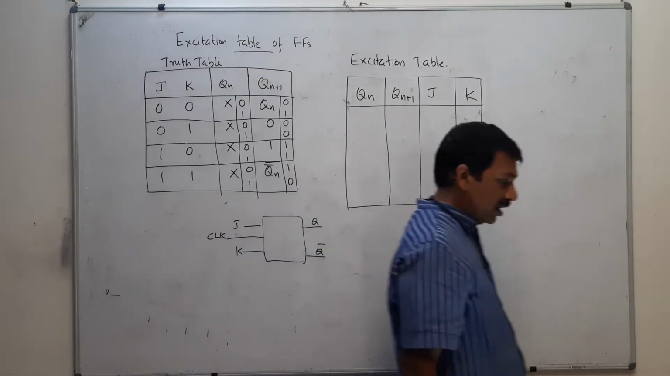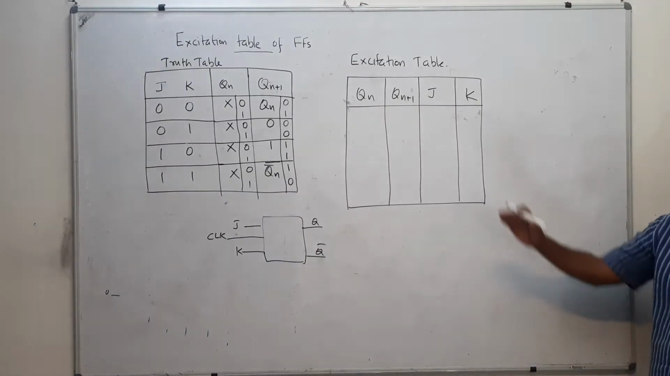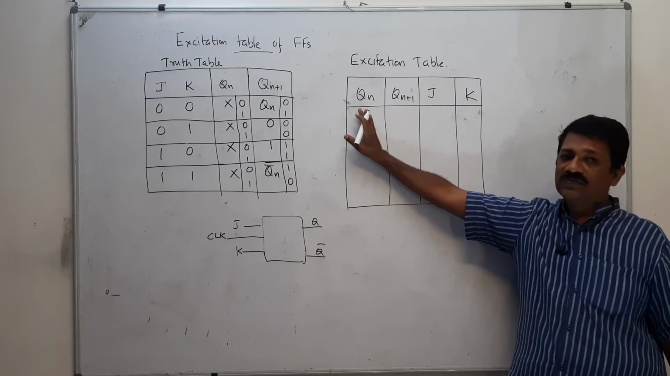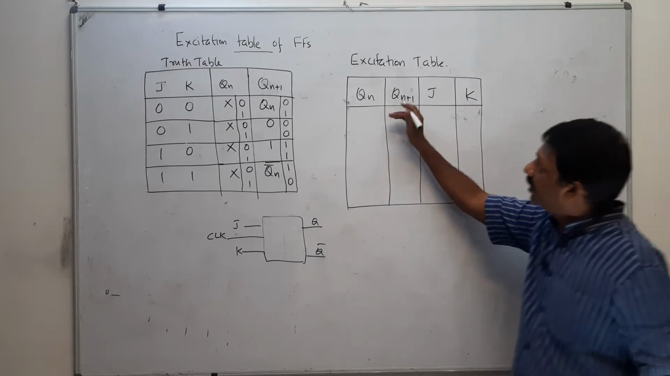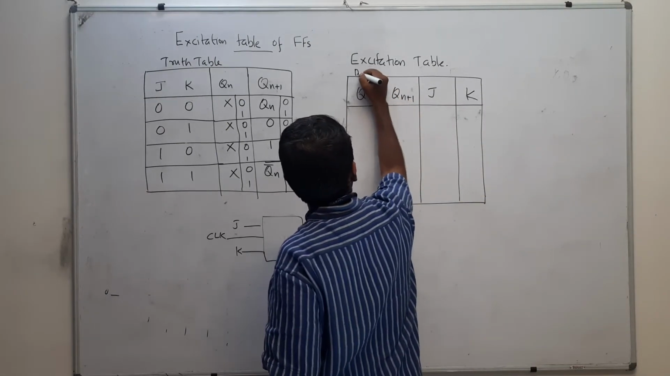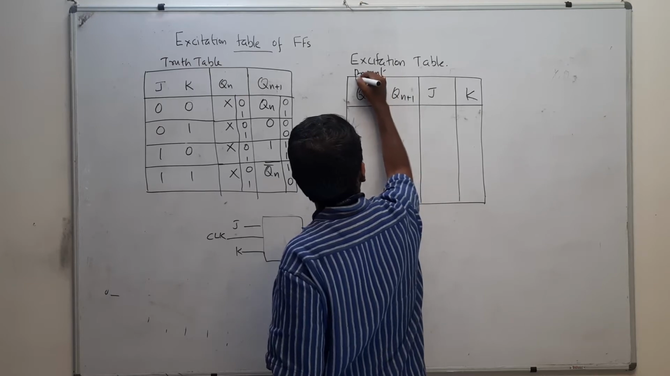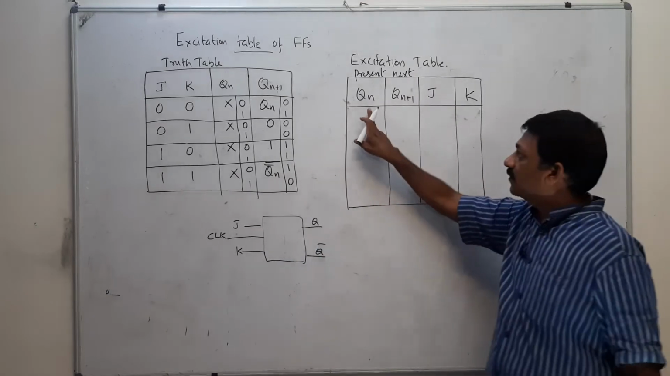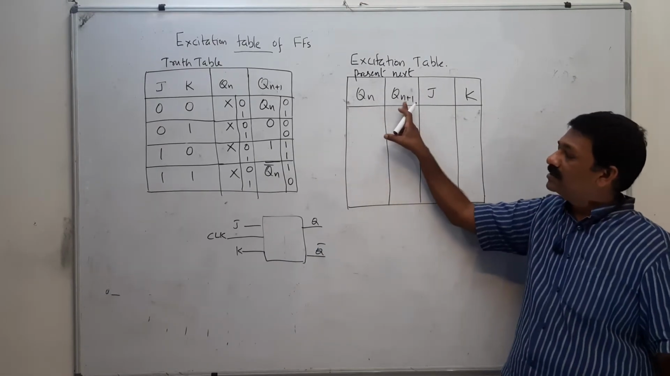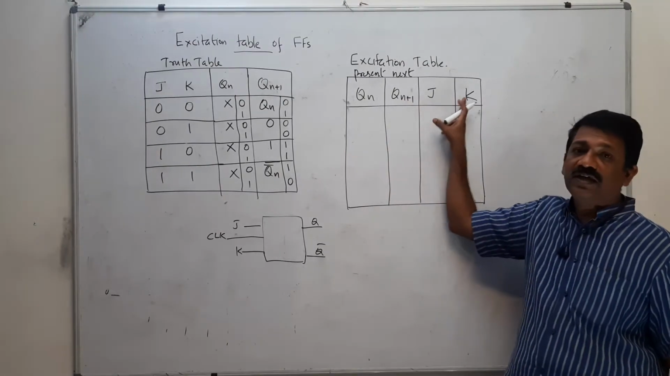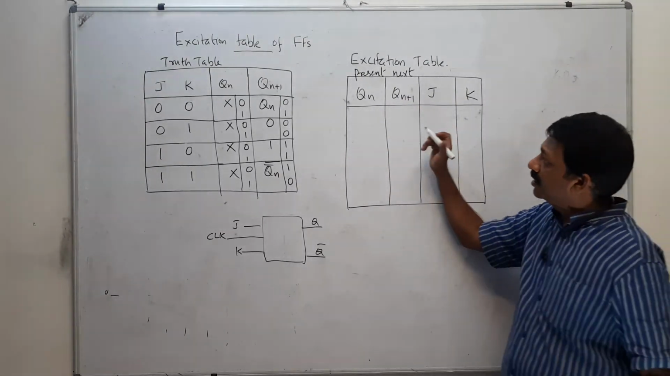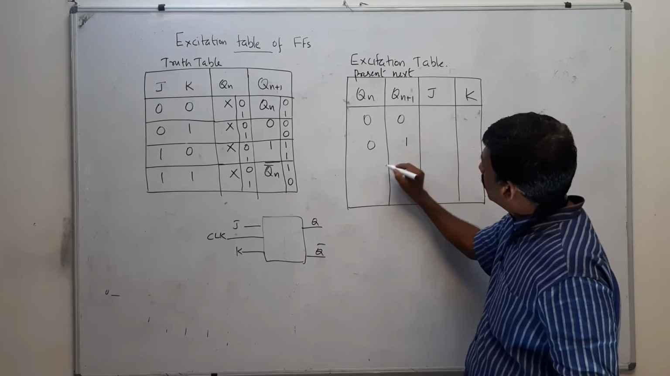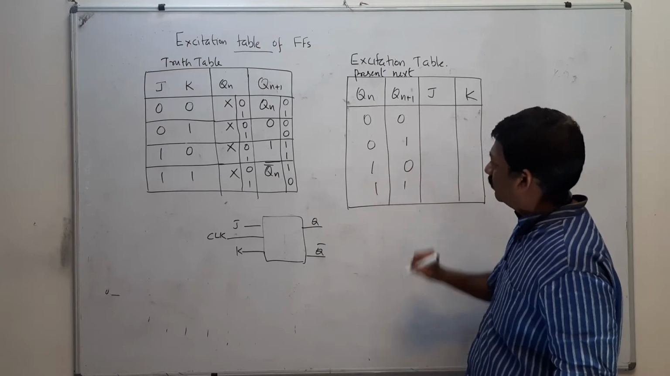And now, for designing sequential circuits, we need an excitation table. So we are going to decide what is the previous value of the flip-flop and what is the current value of the flip-flop. This is the present state, and this is the next state. That means if this is the present state of the flip-flop and this is the next state of the flip-flop, what should be the values of J and K that we are going to decide. Okay. Now there are four possibilities: 0 0, 0 1, 1 0, and 1 1.